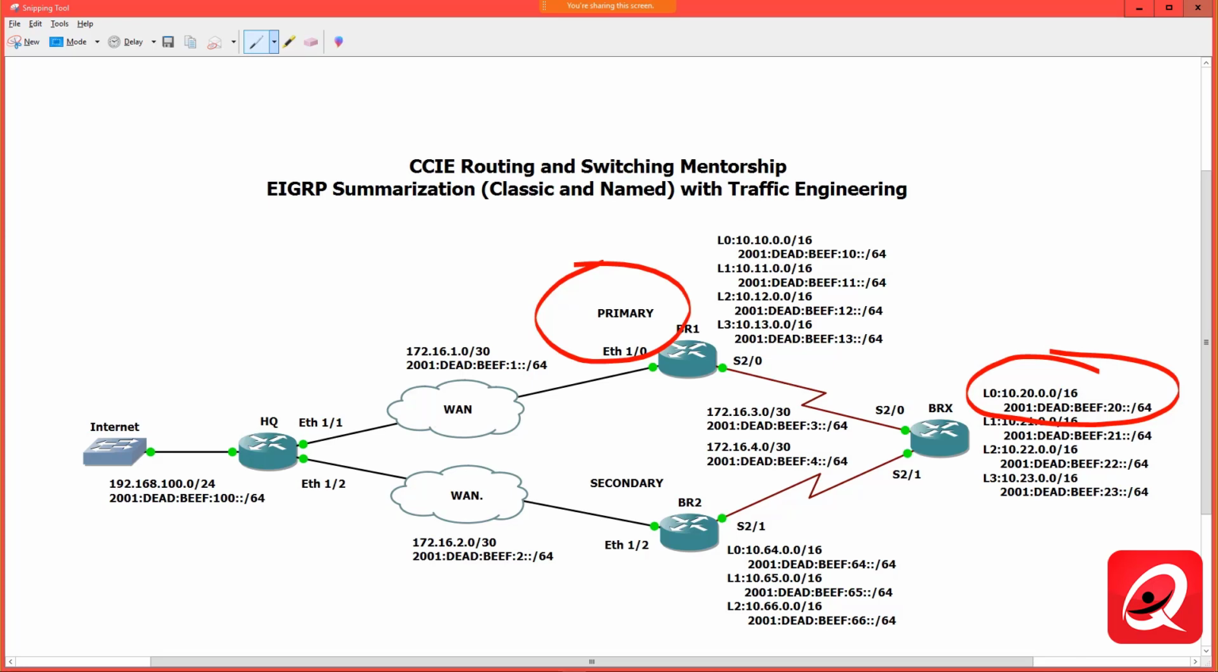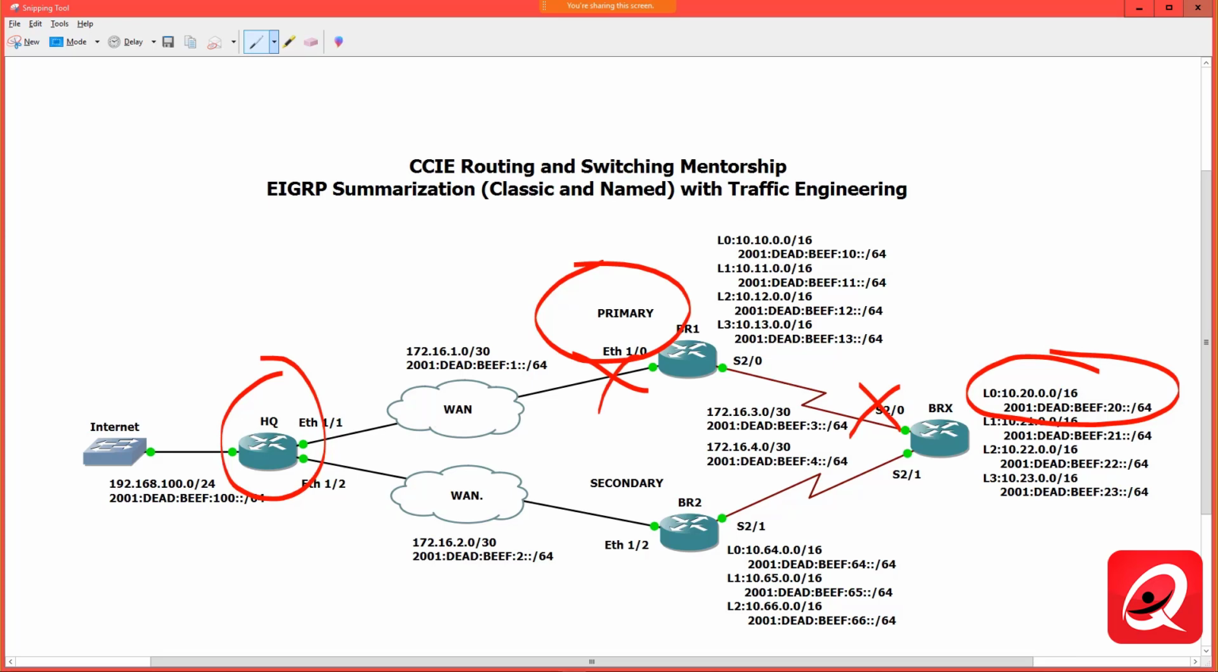And what we're going to do is shut down this interface here and see what the effect of disabling that interface is from HQ's perspective. HQ is going to lose that path. I'm wondering if that's probably the best option. I might shut down this interface instead.